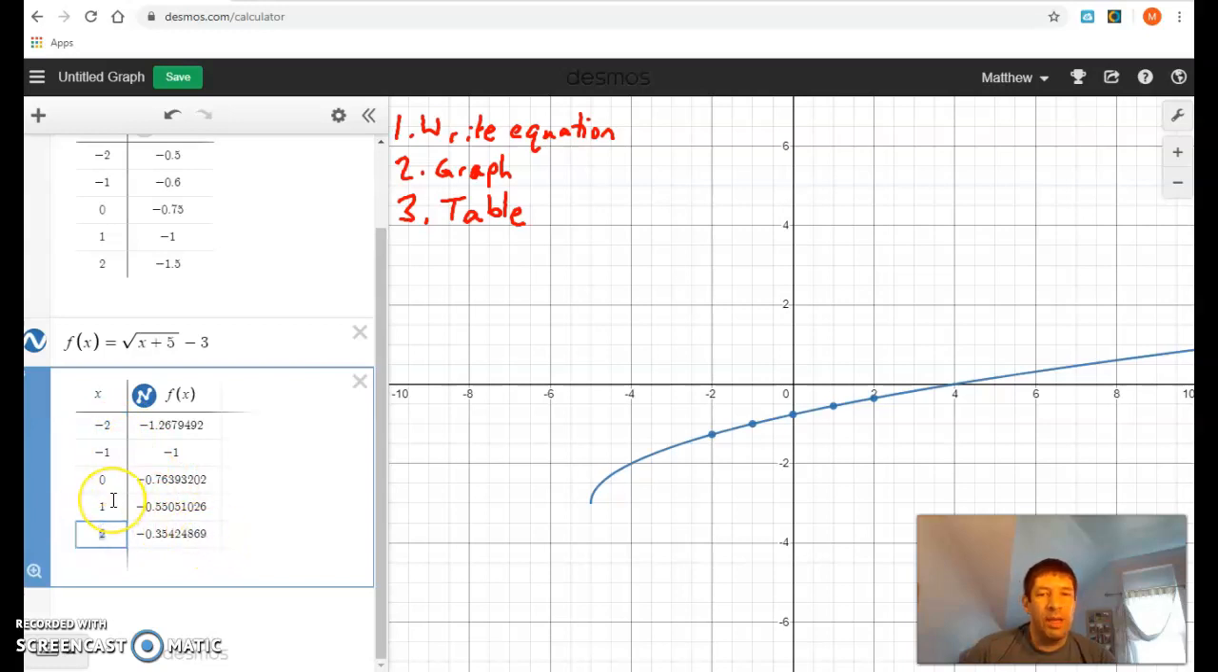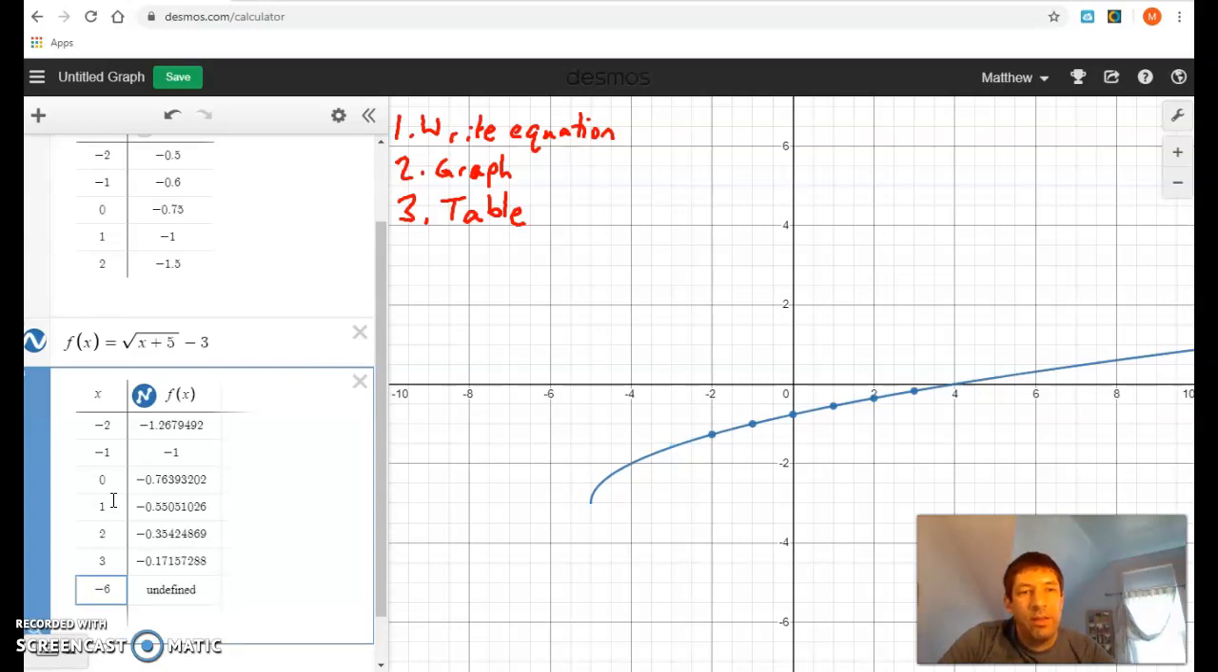We could always add more values. So I can go down here, and just by hitting enter, it puts in 3 and 4. Maybe I want to add one that comes up before -2. So all I have to do is type in -3 here for x, and it tells me what f of x is. If I type in -6, you'll see that it says undefined.